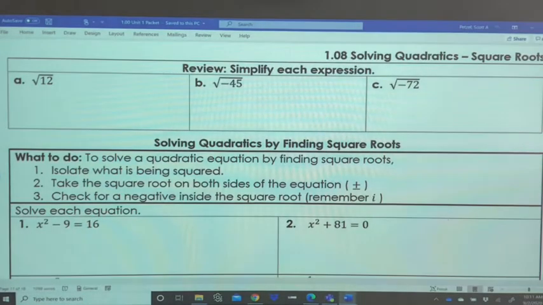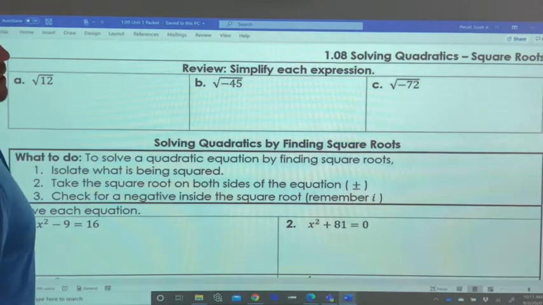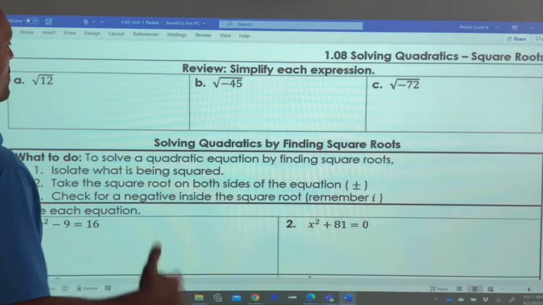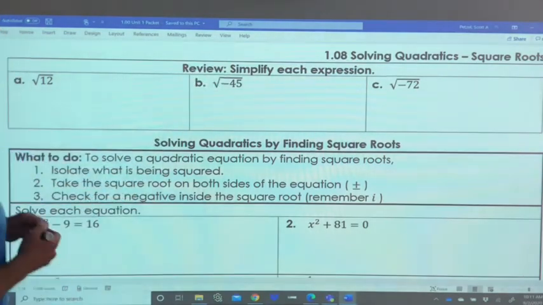All right, guys, here we go. We're going to talk about 1.08, solving quadratics using square roots. So we're going to review a little bit as far as simplifying these expressions, or simplifying these square roots.